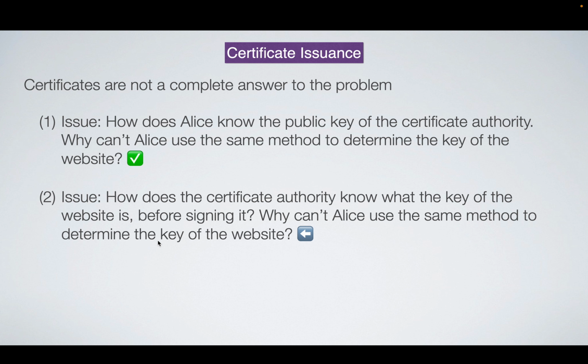All right, so we'll go to the second issue. The first issue is, how did we figure out the public key of the CA? We got the public key, and it chained back to something on our computer. Now we want to know how the CA figured out what the website's public key was, and why we can't just do the same thing that they did.